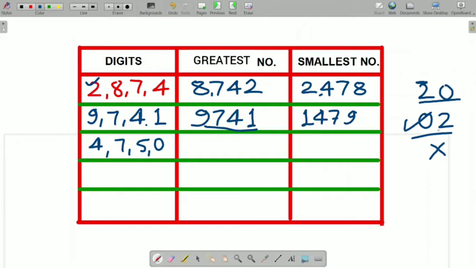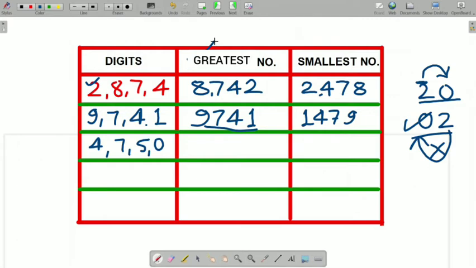Okay. 0 is a very powerful digit. Remember it. If you put it on the right side of a digit or of a number, it gives power, and it makes it 10 times greater. But when you put 0 on the left side of any digit, there is no value of it. So now come to here, 4750.